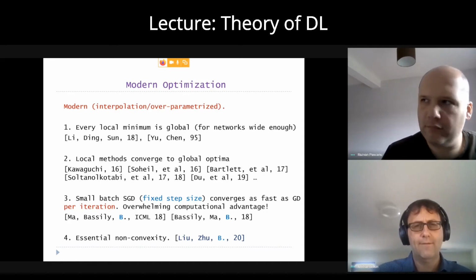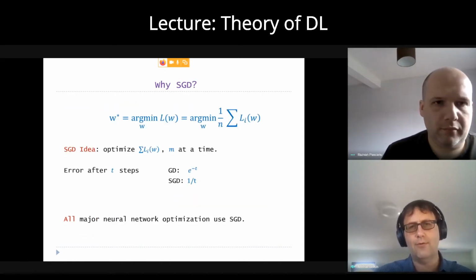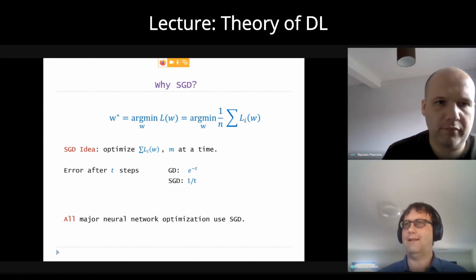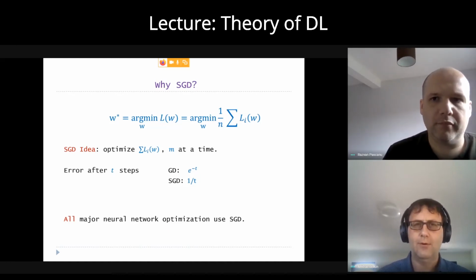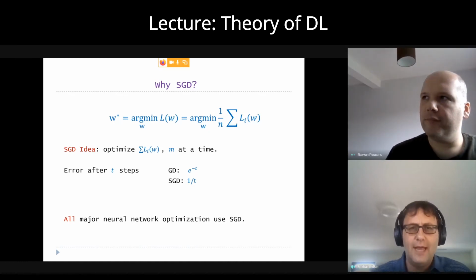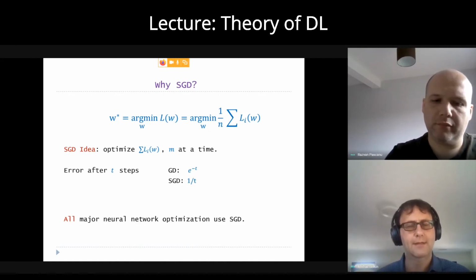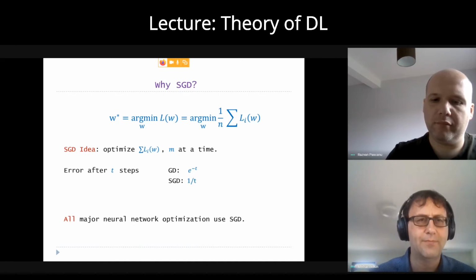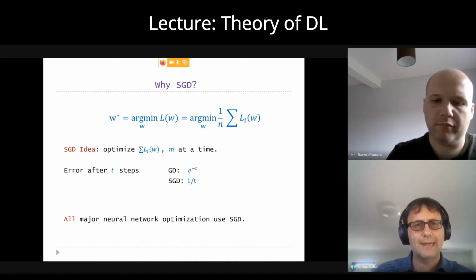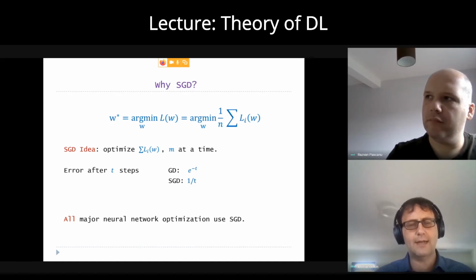Okay, let me very briefly describe something about SGD, because I think SGD is one key why things work. And what is so special about SGD? Well, if you look classically at stochastic gradient descent, what does it do? It optimizes the loss function one term at a time, or m terms at a time for a mini batch. In the classical analysis, gradient descent converges exponentially. Stochastic gradient descent converges something like 1 over t, where t is the number of iterations.